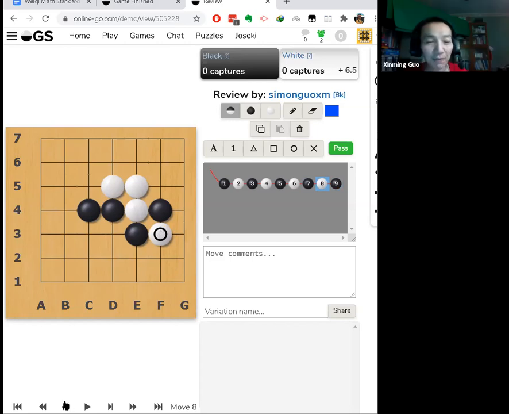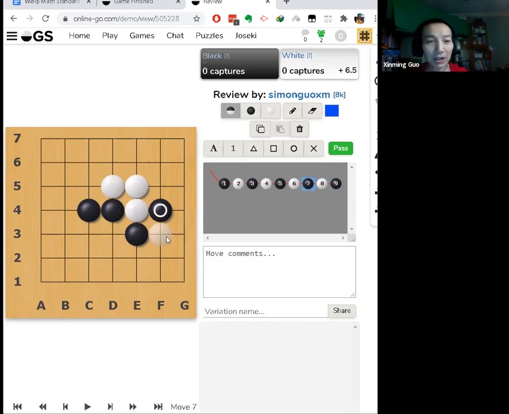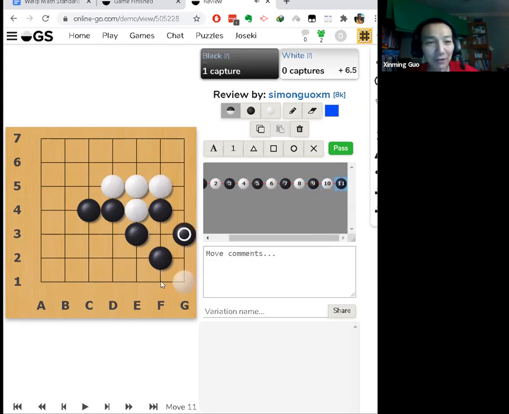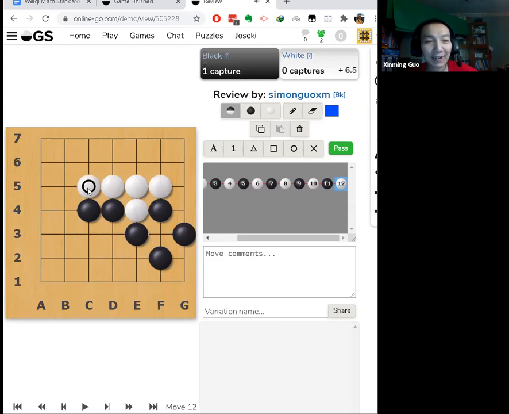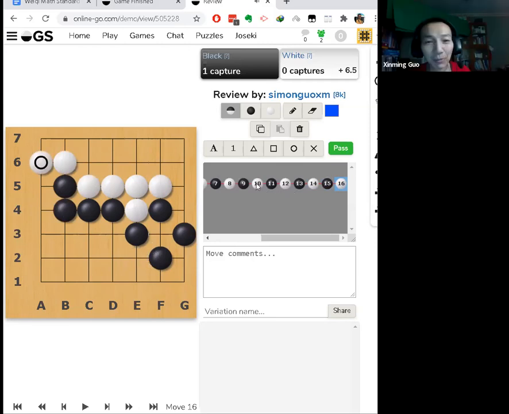If we just try to capture that black, maybe. It's not working because if you play here, black will play here and try to capture you. So that's probably a mistake, or you have to sacrifice it. You have to play here, sacrifice it, and then play here to try to get territory like this. Okay, so that's a reasonable game.